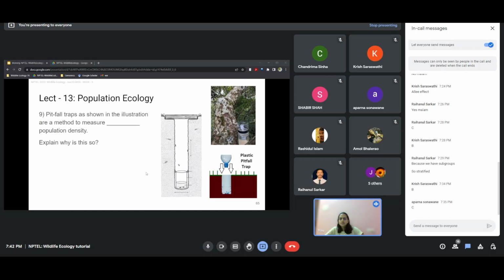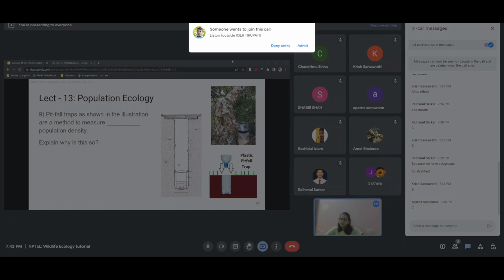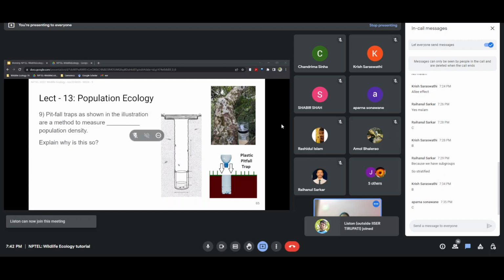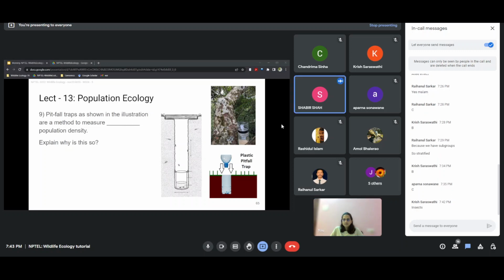So out here you have an example of a pitfall trap. And what do you think they are used to measure? Population density of what? Okay, you have to guess the organism. Yes. Yeah, it's actually, yes, insects. And why do you think this is the right choice to catch insects?